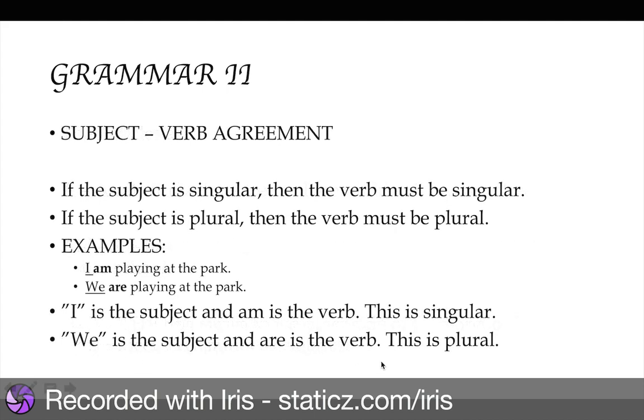For grammar 2, it was subject-verb agreement. So subject-verb agreement is if the subject is singular, then the verb is singular. If the subject is plural, then the verb is also plural. So over here, I am playing at the park, or we are playing at the park.